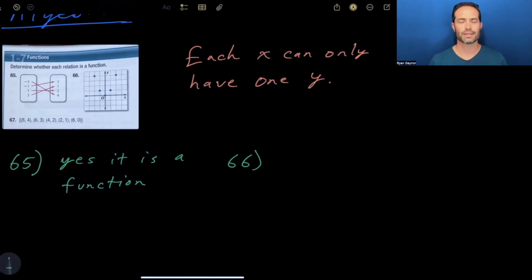But let's check the actual points as well. So we have, look right there, that's going to be -2 for the x. And then this one's going to be 1, 2, 3, 4. So we have -2, 4. Then we have -1, 1. Then we have 0, 0. Then we have 1, 1, and then 2, 4. So again, each x only has one y. So yes, it is a function.